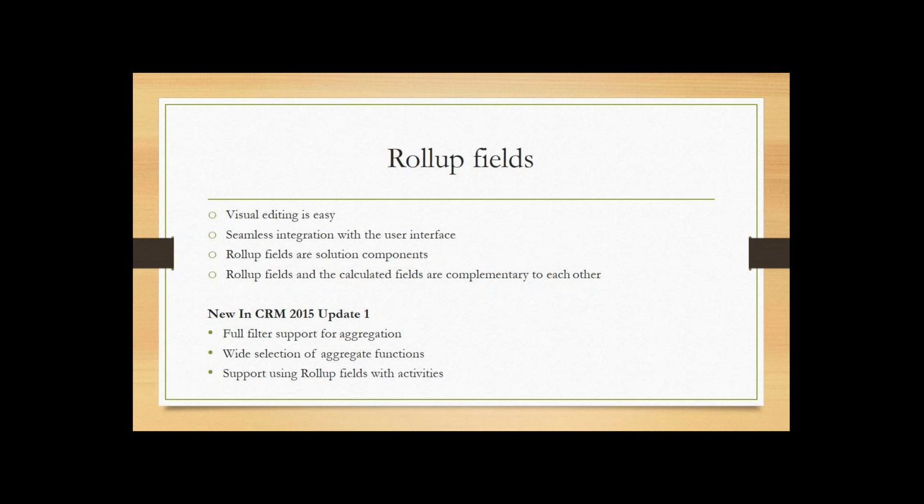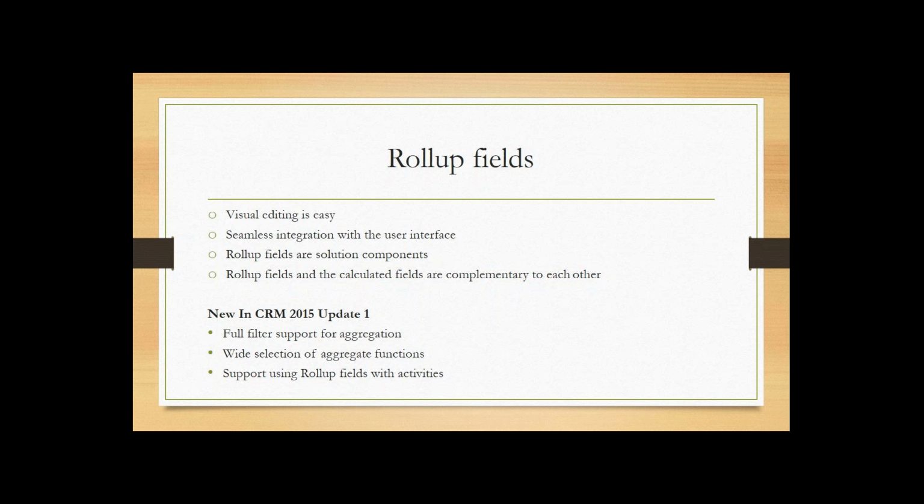Rollup fields and calculated fields are complementary to each other. You can use a rollup field as a part of a calculated field and vice versa. Full filter support for aggregation: you can set various filters for the source entity or related entity while setting up multiple conditions. Wide selection of aggregate functions: you can aggregate data by using functions like sum, count, min, max, and average.